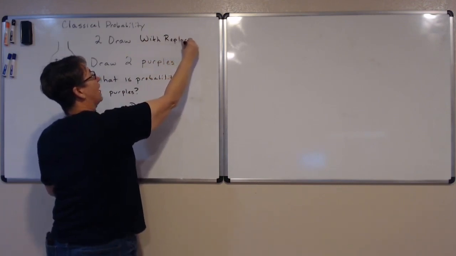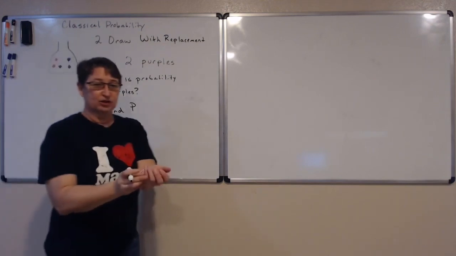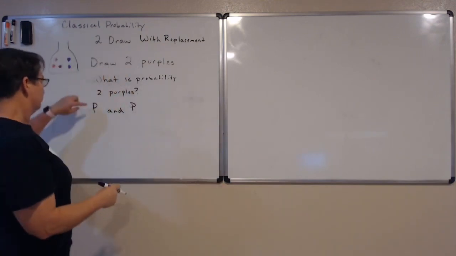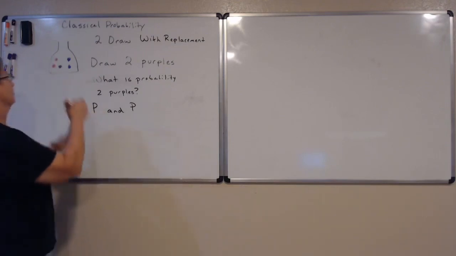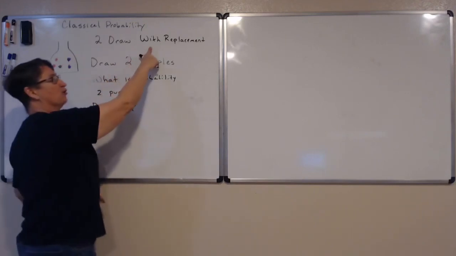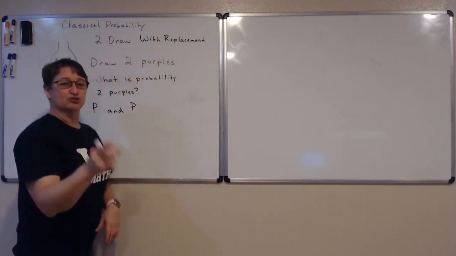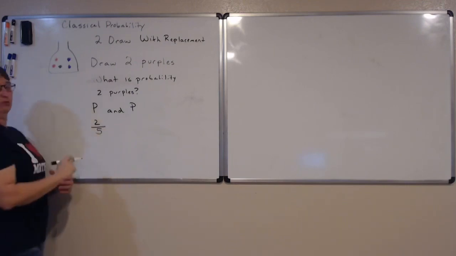In other words, I'm going to put it back in. I'm going to take out one of my balls, look at it, and then put it back in. And good. What is the probability I have to draw a purple? You're exactly right. It doesn't matter if it's with replacement or without replacement on the first draw. There are 2 purples out of a total of 5 marbles.